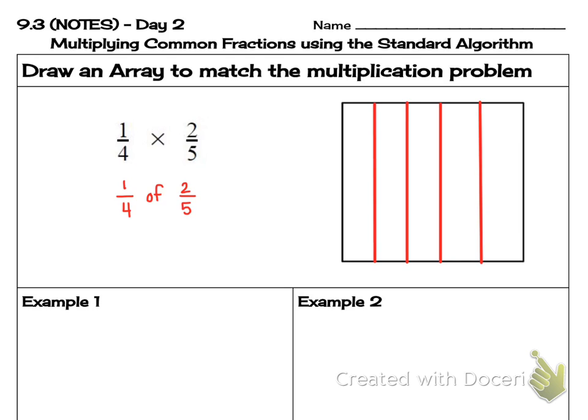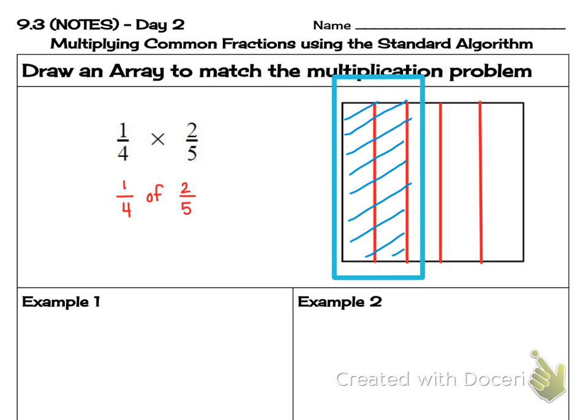Okay, so we're finding 1/4 of 2/5. First we have to show what 2/5 is. There's 5 equal pieces here. I'm going to shade in 2 of them to represent 2/5. So that's 2/5 of the whole. Now I need to find 1/4 of that.